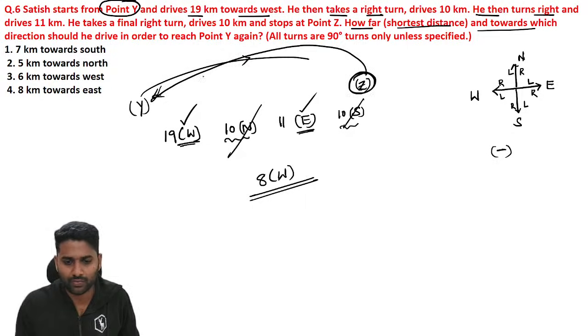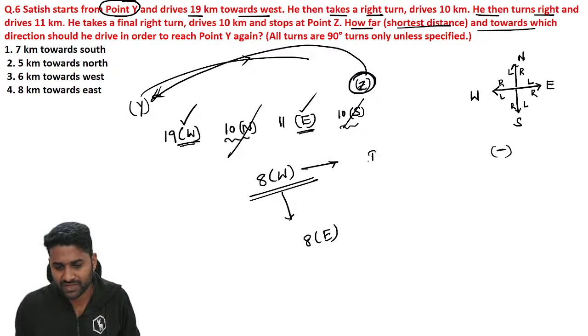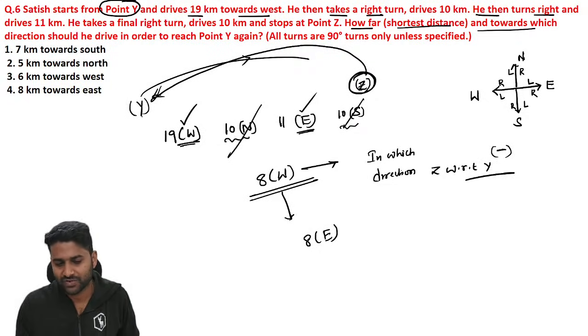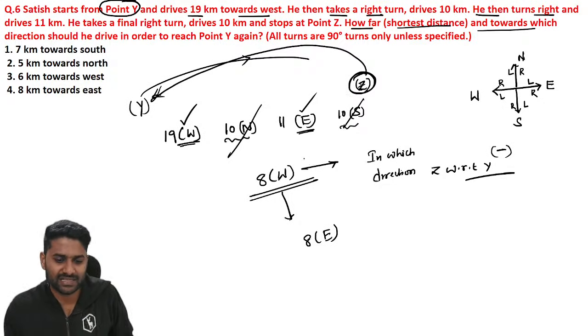So if you want to move towards Y, he needs to travel in which direction? 8 meters east. Remember guys, this answer is all about in which direction Z is with respect to Y. So this is the final. He reaches a Z point with reference to Y, where he is exactly, which means the answer is west.